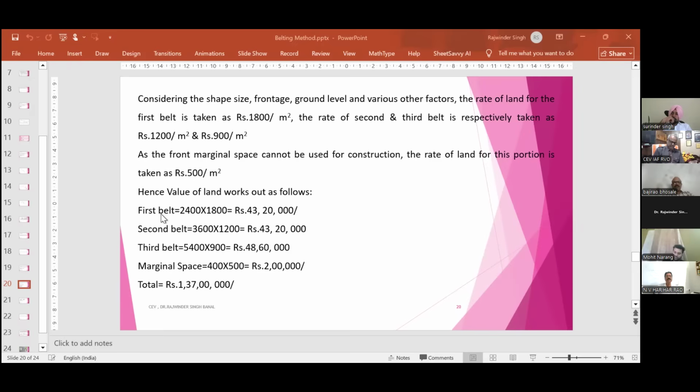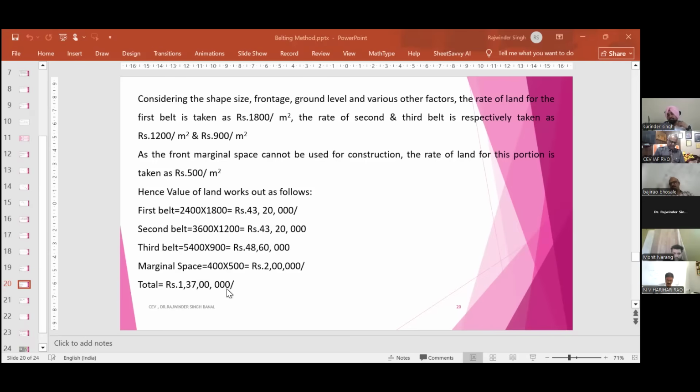Which we have decided. You calculate the value of the first belt: 2,400 is the area, rate is 1,800, 43 lakh 20,000. Second belt area is 3,600, rate is 1,200, 43 lakh 20,000. Third belt area is 5,400, rate is 900, 48 lakh 60,000. For the marginal land, we apply collector rate, guideline rate, which is, let us say, 500 per square meter. So you apply for a marginal land, value is 2 lakh. You add all the values, the value comes out to be 1 crore 37 lakh.